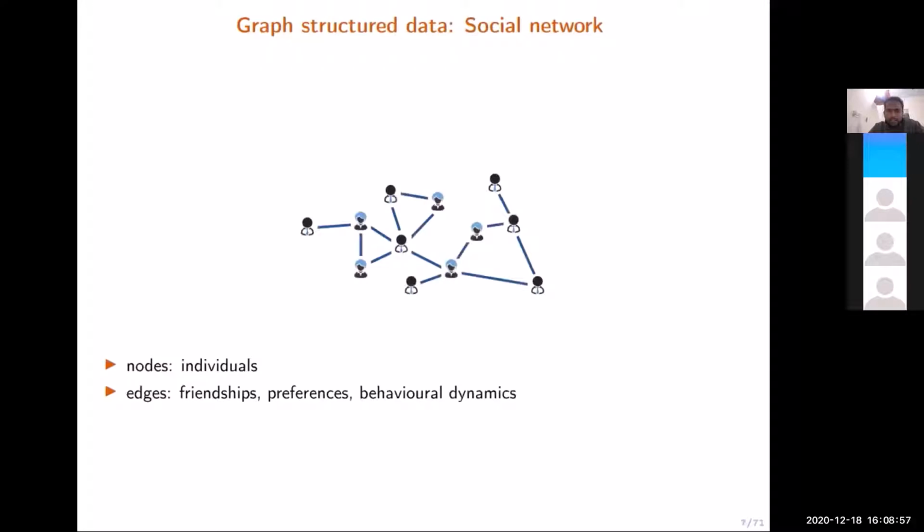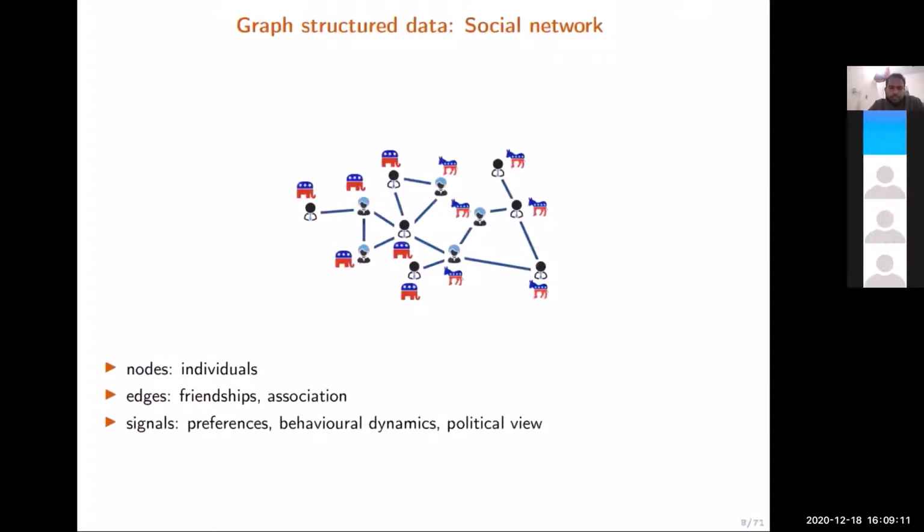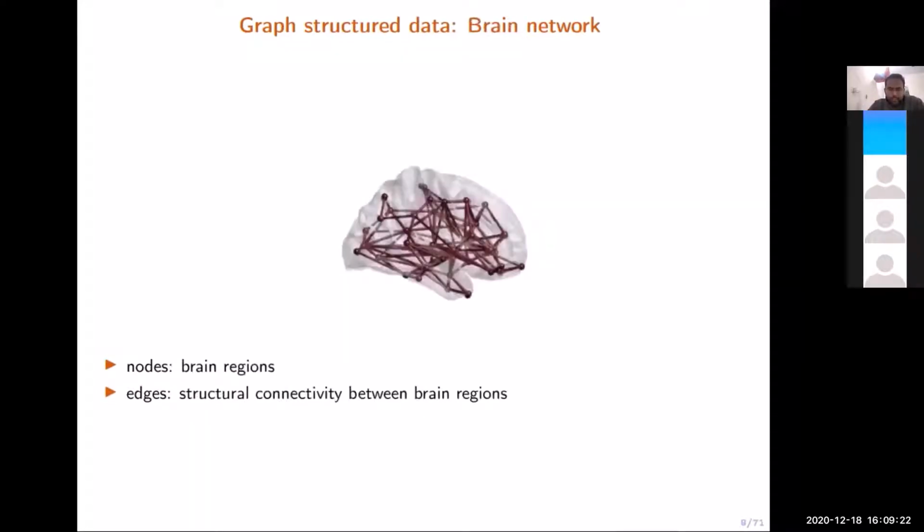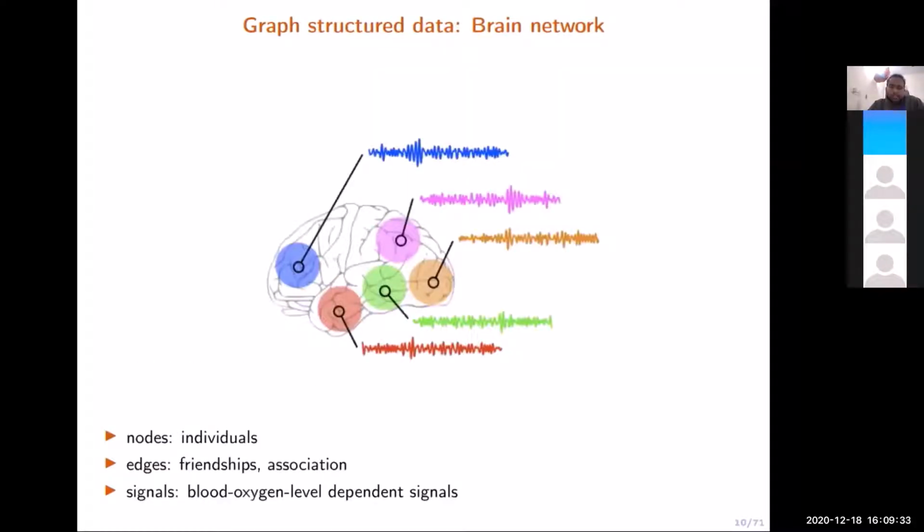Another example is a social network, where nodes are individuals. Edges could be friendships or preferences. We want to capture whether those two individuals are related through friendship behavior or their preferences. Signals could be like political views, or their likings or preferences. A third example could be a brain network, where nodes are brain regions, edges are the structural connectivity between brain regions, and signals are blood oxygen level dependent signals.